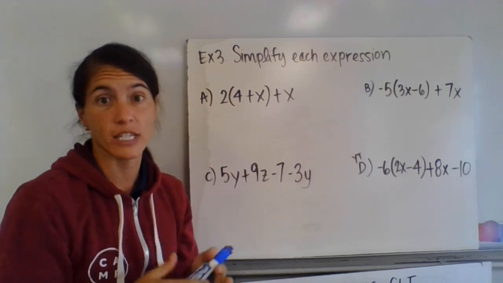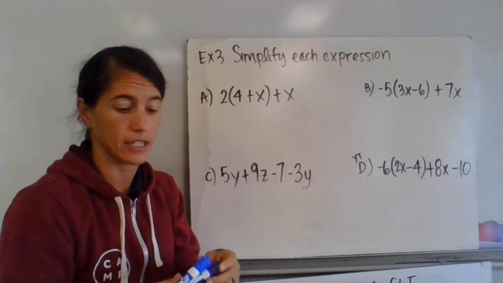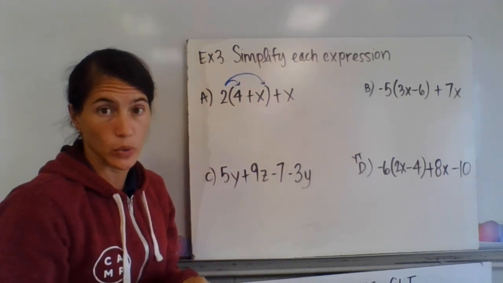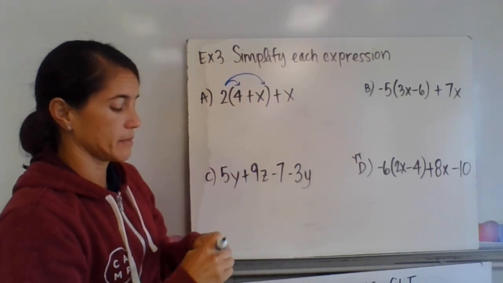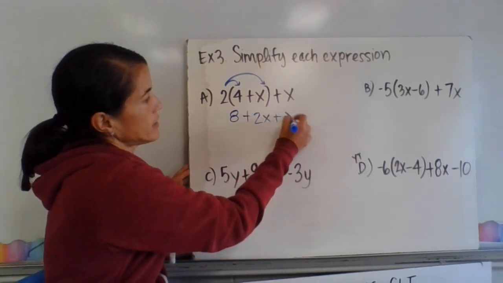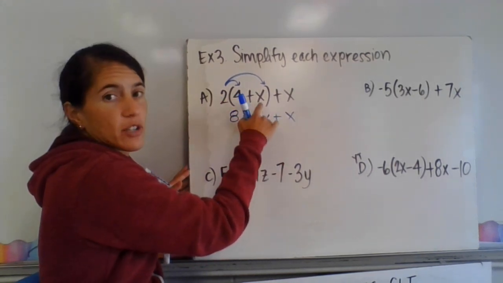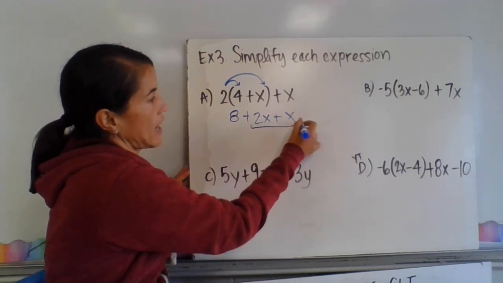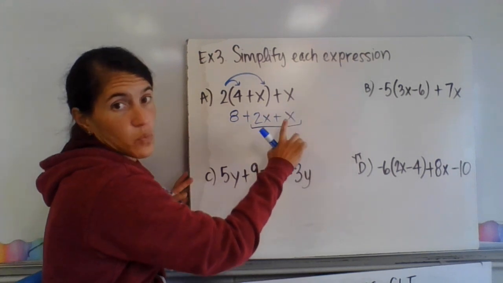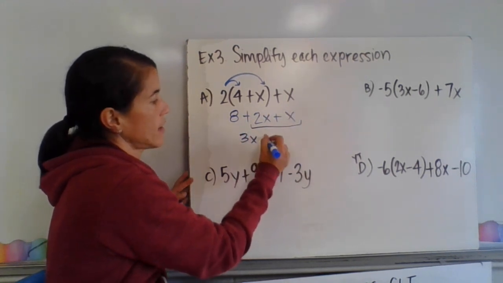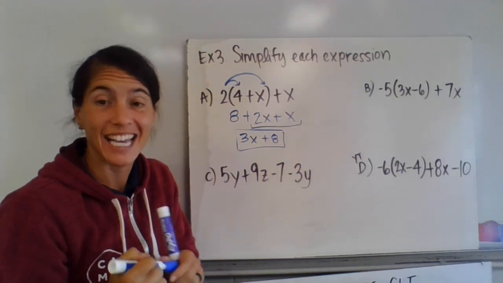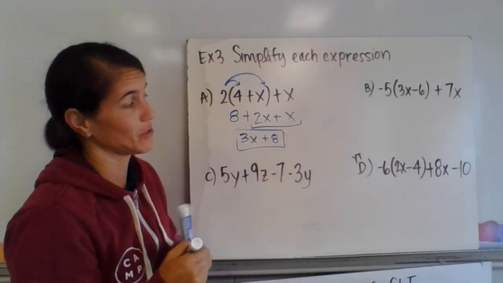So here's kind of putting it all together, distributing and combining like terms. So we're going to distribute the 2, and I'm going to get 8 plus 2x plus x. 2 times 4 is 8, 2 times x is 2x. And then I have combining like terms. So 2x plus 1x, remember this is 1x, would be 3x, and then you bring down your plus 8. So there I've distributed and combined like terms.